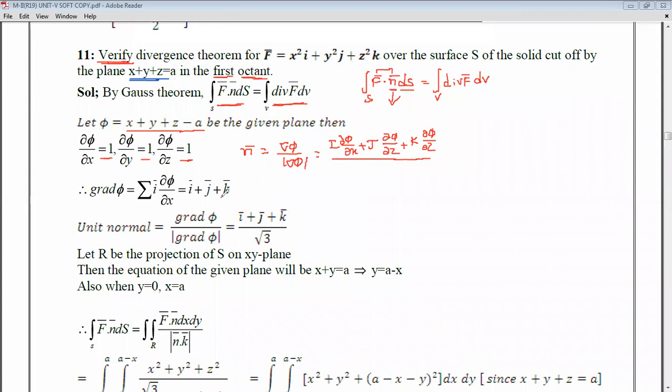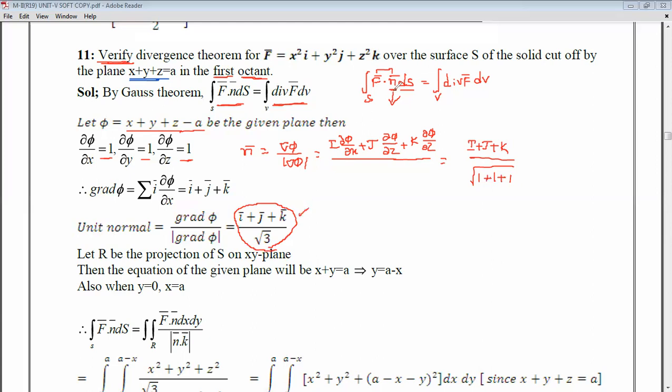Okay, so here grad phi is nothing but simply what we got: del phi by del x is 1, del phi by del y is 1, and del phi by del z is 1. So we get i plus j plus k, divided by its magnitude, that is root of 1 square plus 1 square plus 1 square. So the unit normal vector is i plus j plus k by root 3. So this is n bar we got.